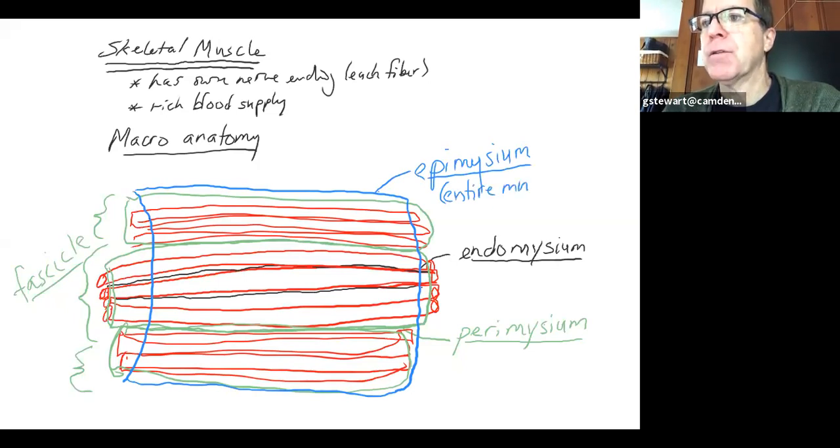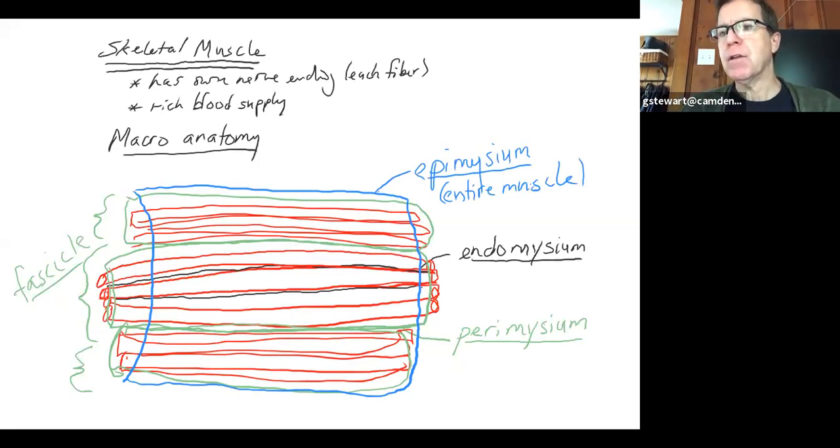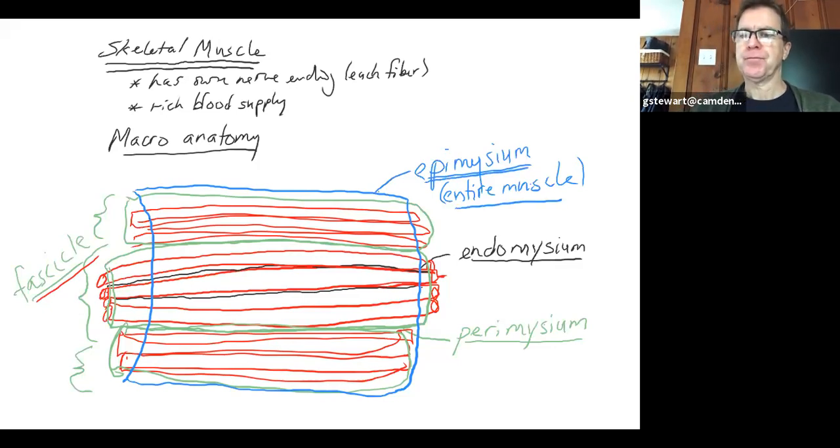And that's how our skeletal muscles in the human body are arranged. We've got individual fibers wrapped in endomysium. We bundle those together with perimysium to form a fascicle. Then we wrap several fascicles together in epimysium to form the entire muscle. All right, now we're going to move on.